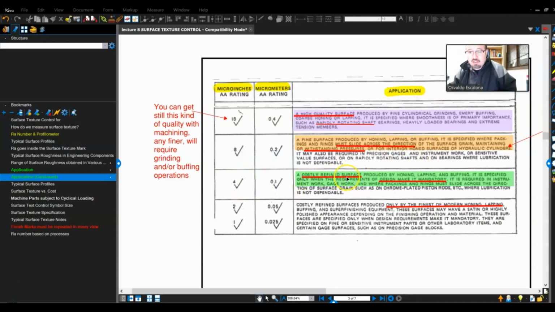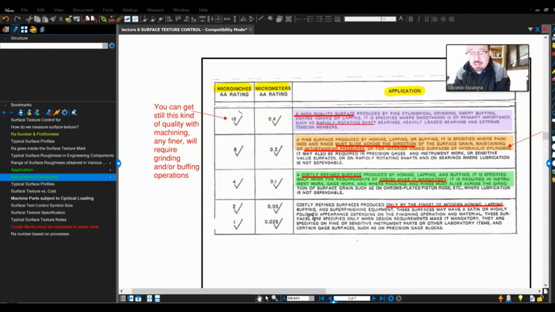Number 4, costly refined surface produced by honing, lapping, and buffing. It is specified only when the requirements of design make it mandatory. It is required in instrument work, gauge work, where packing and rings may slide across directional surface grain. When I have special applications, anything that is below, only the finest modern honing, lapping, buffing, and superfinishing equipment will be able to achieve the RA number.